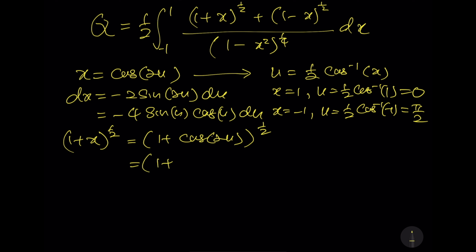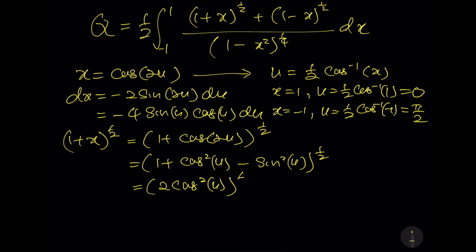Using double angle identity of cosine 2u, and then we convert the 1 become sine square u plus cosine square u. The 1 plus x power half become 2 cosine u power half. From the integration bound, which is pi divided by 2 to 0, which is in quadrant 1, we can cancel the cosine power 2 with the power 1 over 2, become square root of 2 cosine u.